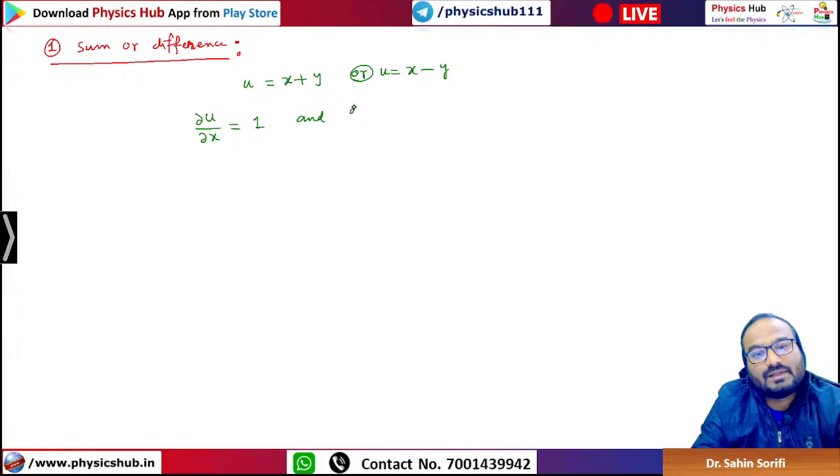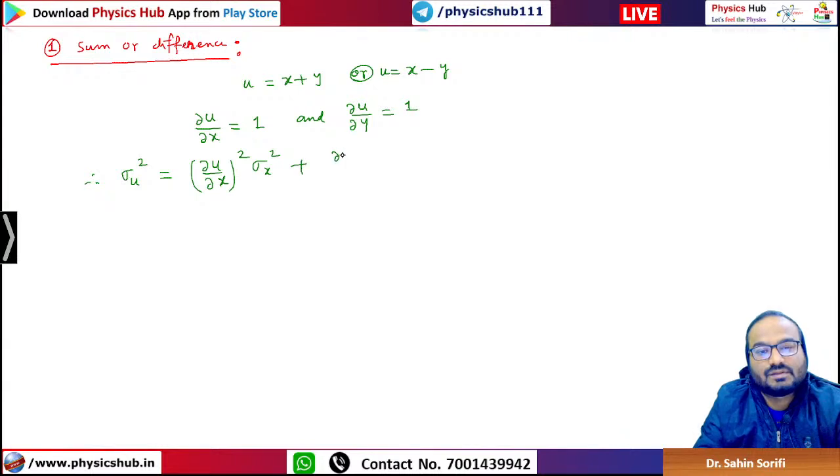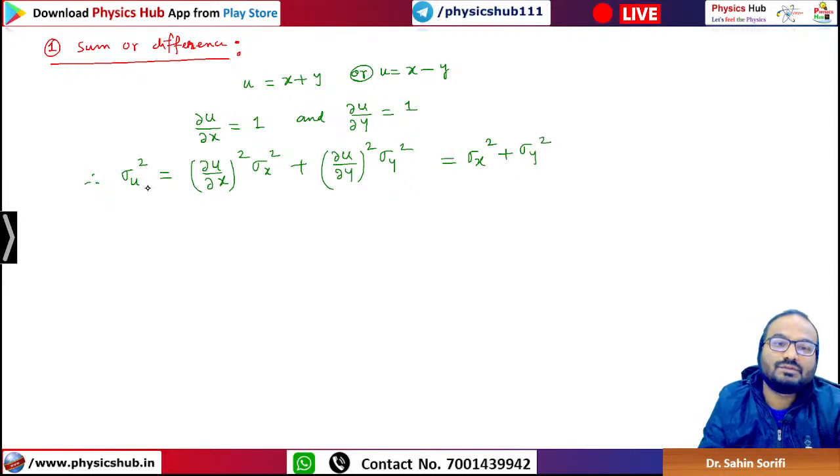And what is del u by del y? It is again 1. So, what will be the value of sigma u square? You need the formula for this. It is a function of x and y. So, del u by del x square sigma x square plus del u by del y square sigma y square. Del u by del x square is equal to 1 square, so sigma x square. This is also 1, so sigma y square. And this is valid for both u equals x plus y or u equals x minus y.